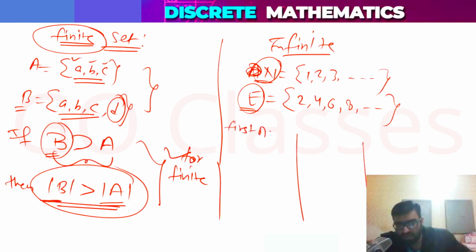The first opinion can be like this: the set of natural numbers is infinite, and the set of even natural numbers is infinite, and infinite is basically equal to infinite. This is the first opinion, a very simple opinion.